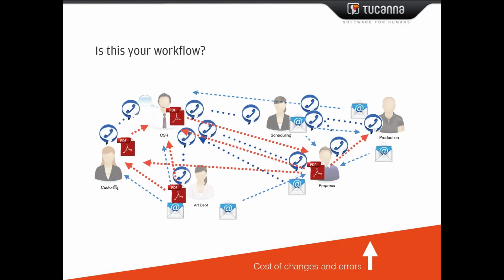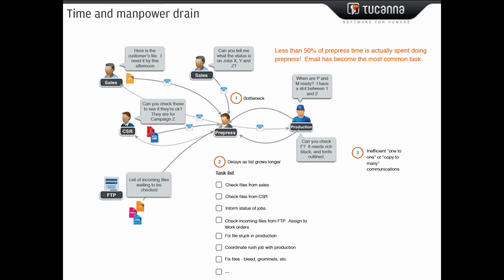So of course, the further that you go along here from left to right, your turnaround time is decreasing, and the cost of any kind of errors or changes that are happening as they go further and further right are going up. So what does this look like in the workflow itself? So if we look at what's actually happening is we're having a bottleneck in the prepress area, and again through no fault of prepress, it's just the way that things have worked out over the years.